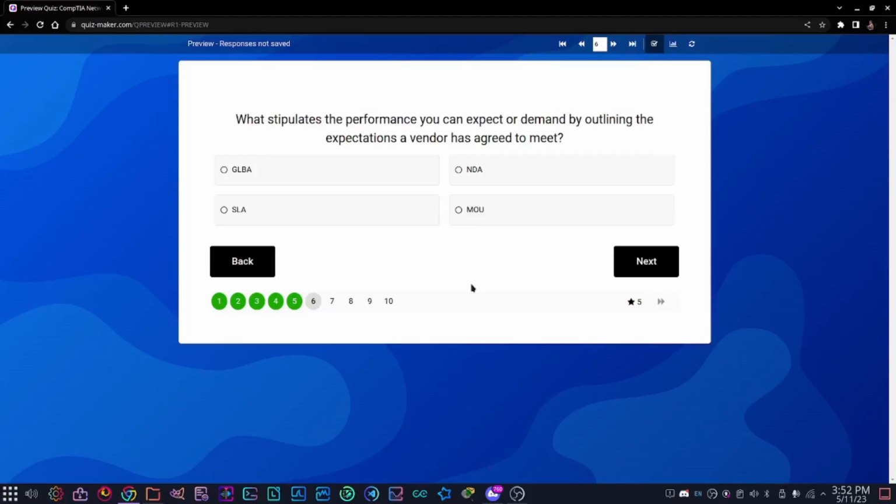Question 6. What stipulates the performance you can expect or demand by outlining the expectations a vendor has agreed to meet? We have GLBA, NDA, SLA, or MOU. The best answer for this one is going to be SLA, or service level agreement.